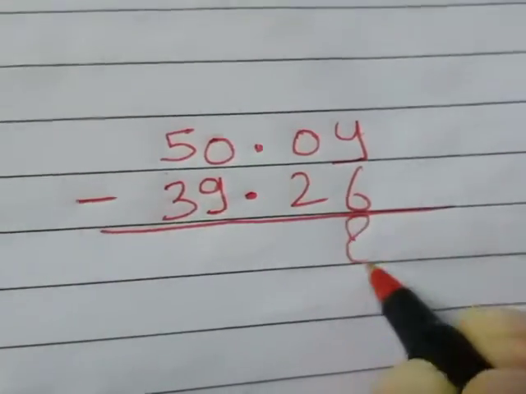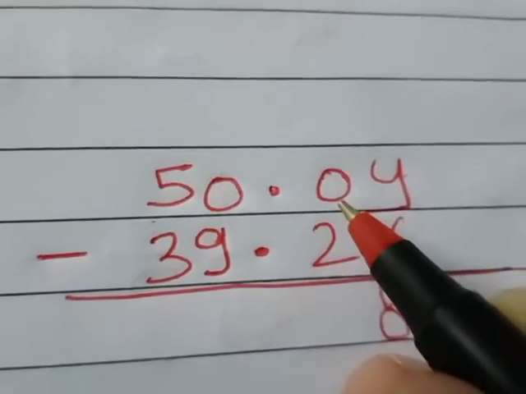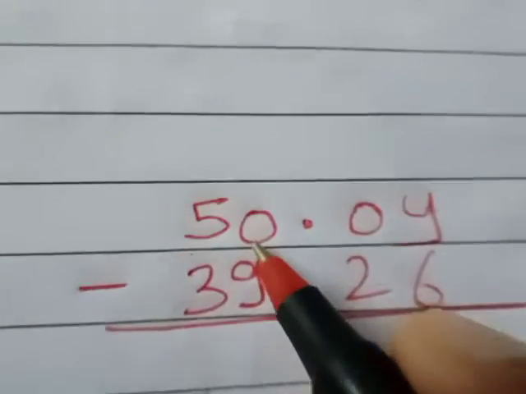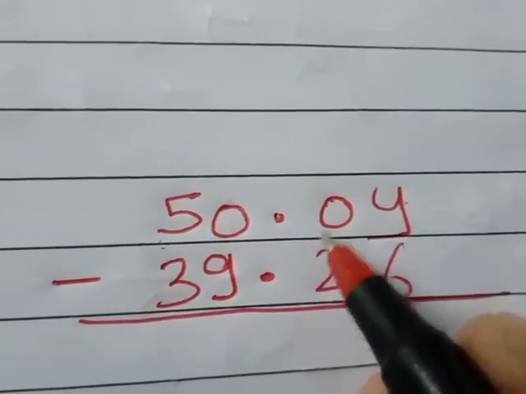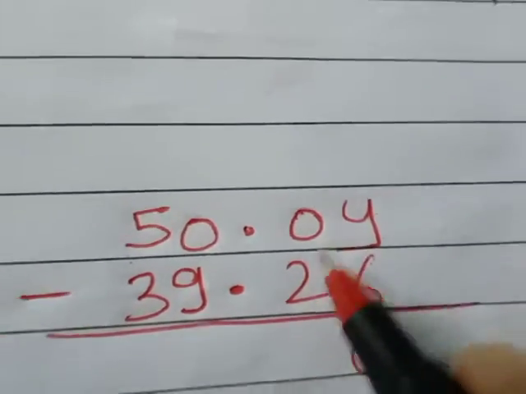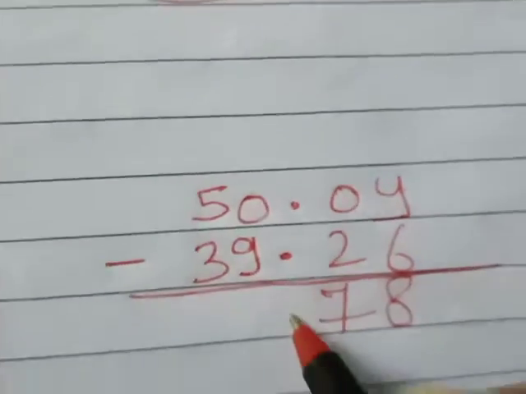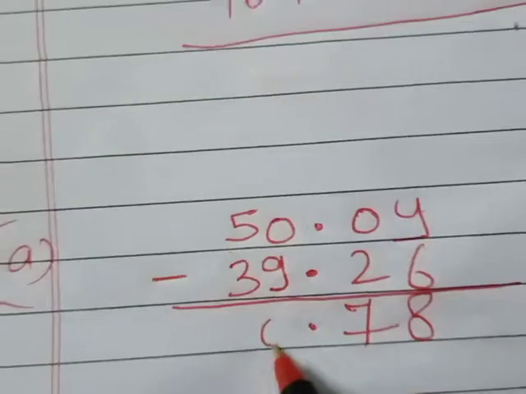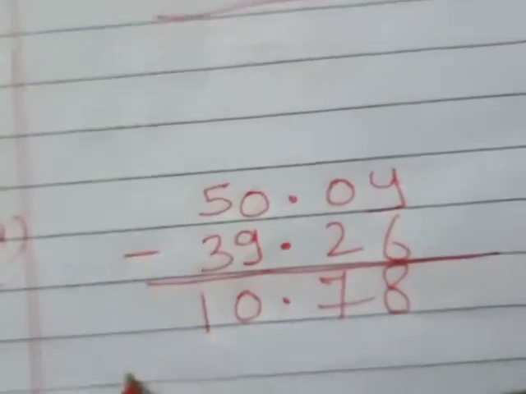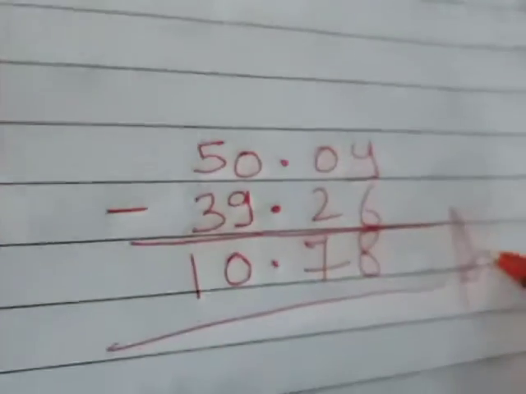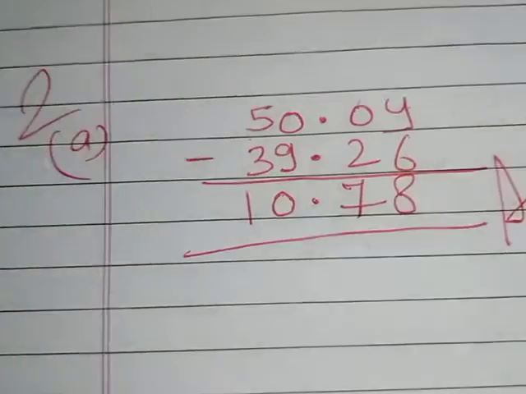8 will remain here. Then you don't have this 0 here, right? Because 5 has given 1 to this 0, and again this 0 has given 1 to this one, and then this has given 1 to here, and this became 9, and 9 minus 2 is 7. Okay, and then here also 9 minus 9 is 0, and this is not 5, this is 4 minus 3 is 1. Clear? So 10.78 will be your answer for subtraction of question number 2A.